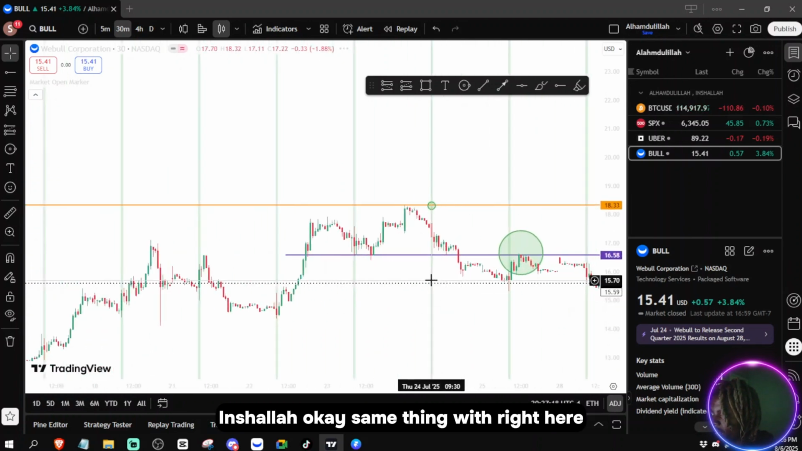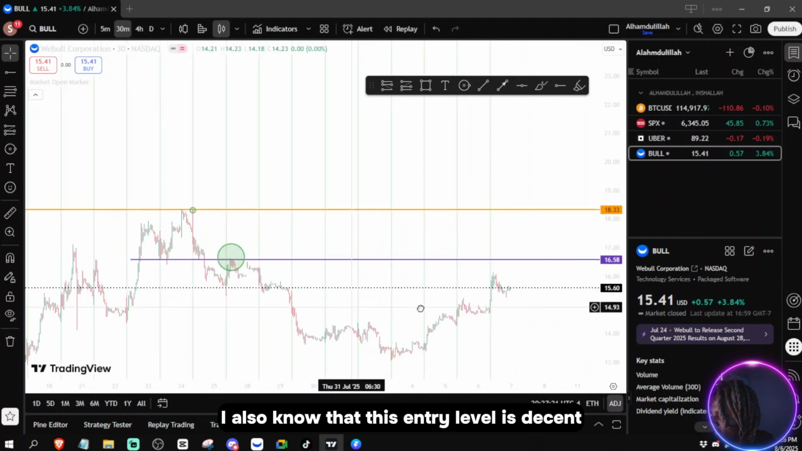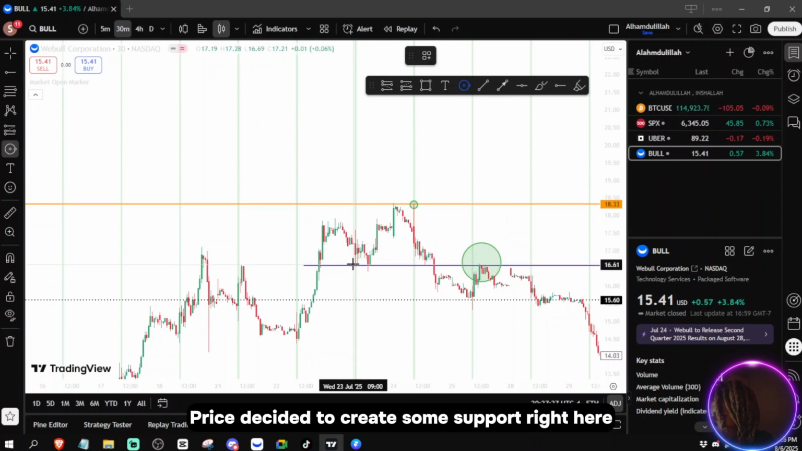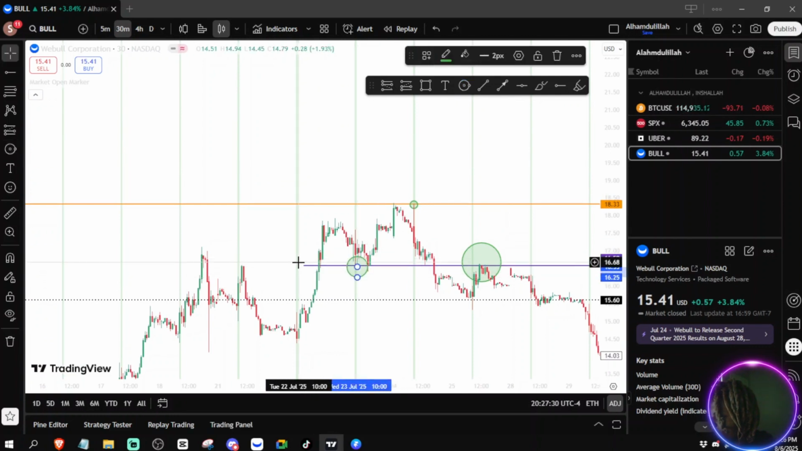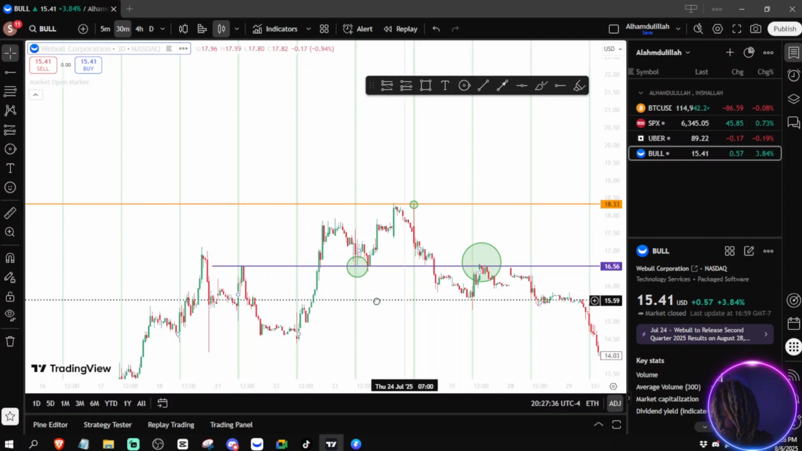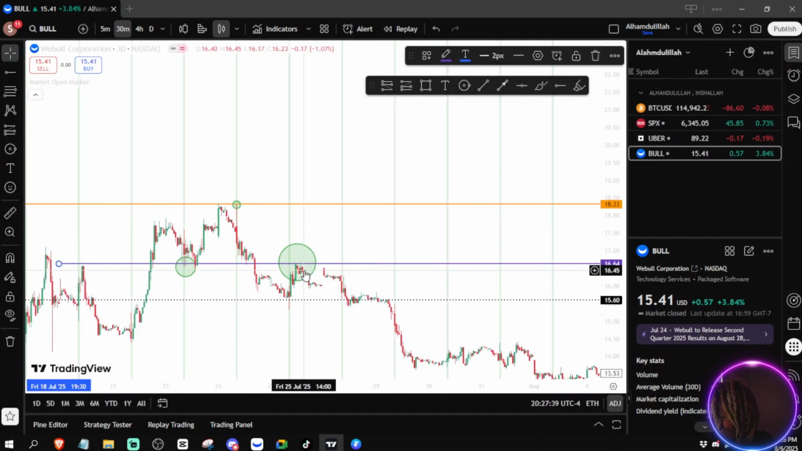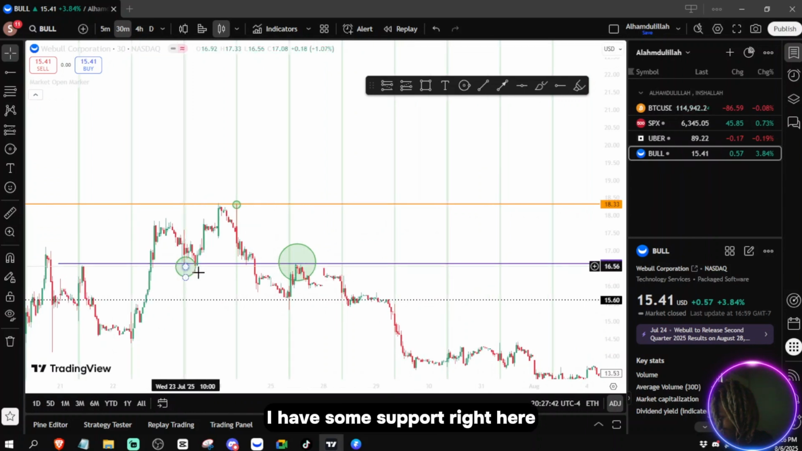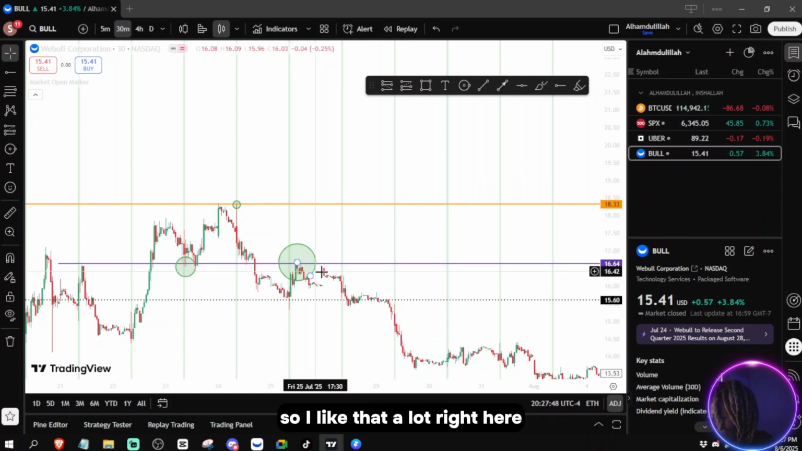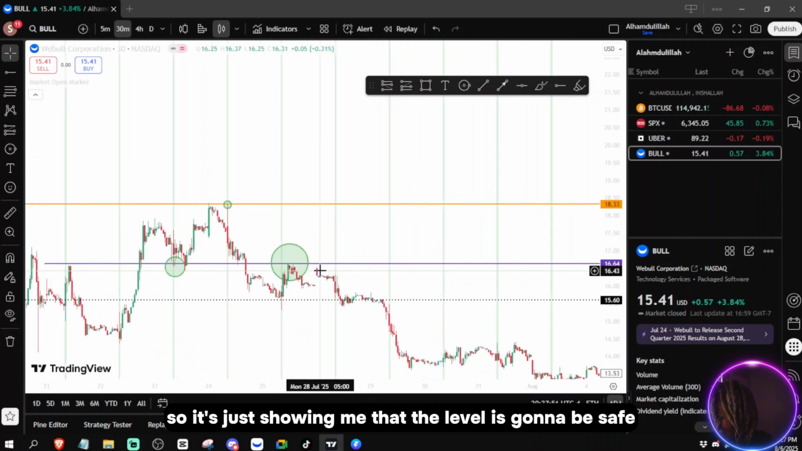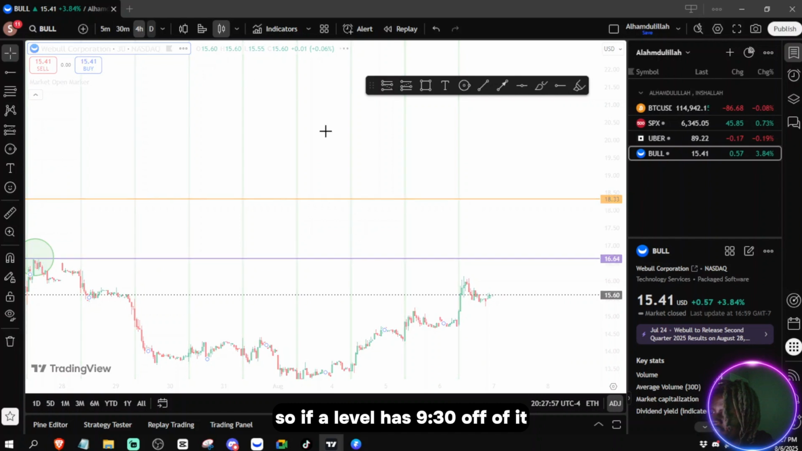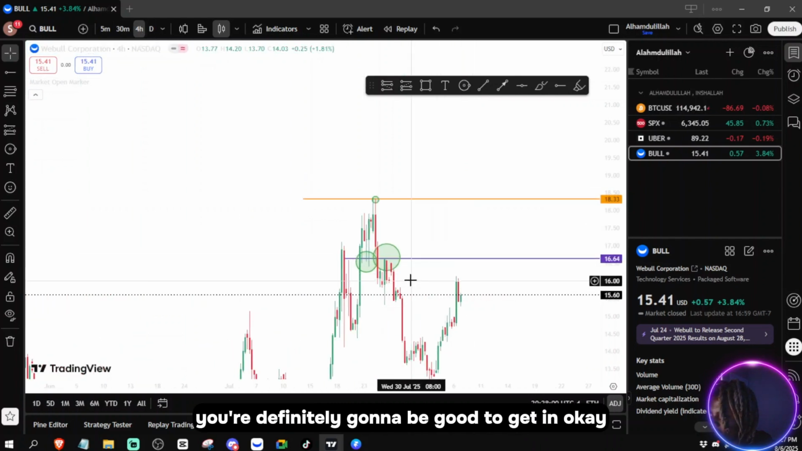Same thing with right here. This is how I also know that this entry level is decent. How do I know that this entry level is good? Because check it right here too. At 9:30, price decided to create some support right here. And also if I do this, boom, I have some support right here, and the 9:30 support turned into resistance. So I like that a lot right here. It's just showing me that the level is going to be safe, and the 9:30 take profit up here is also safe. So if a level has 9:30 off of it that you found off of your 4-hour, that's how you know you're definitely going to be good to get in.